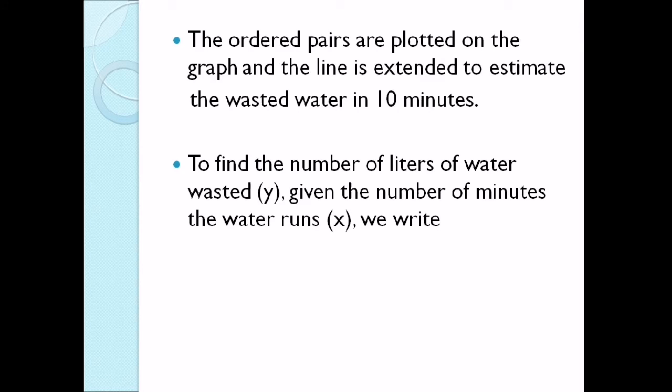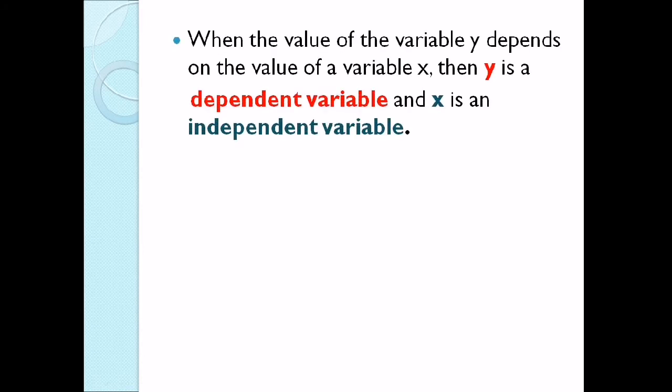To find the number of liters of water wasted, given the number of minutes the water runs, we write y equals 15x. So we can use the formula y equals 15x. We just multiply each minute by 10. For example, we have here 10 minutes, so we need to multiply 10 minutes times 15. Therefore, there are 150 liters of water being wasted. Again, pwede natin gamitin yung formula.